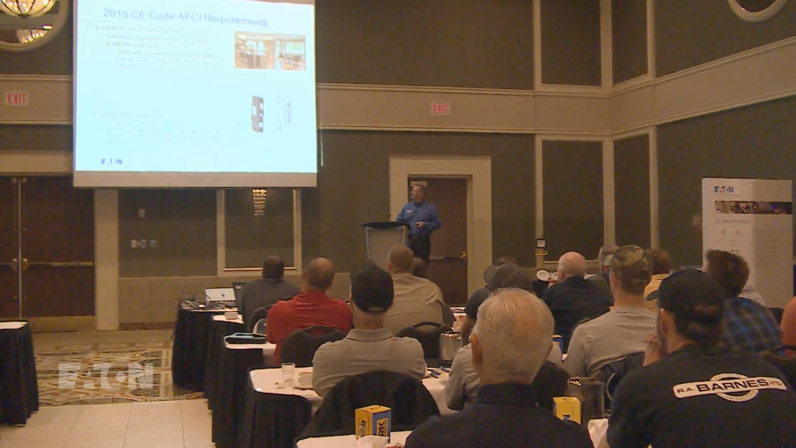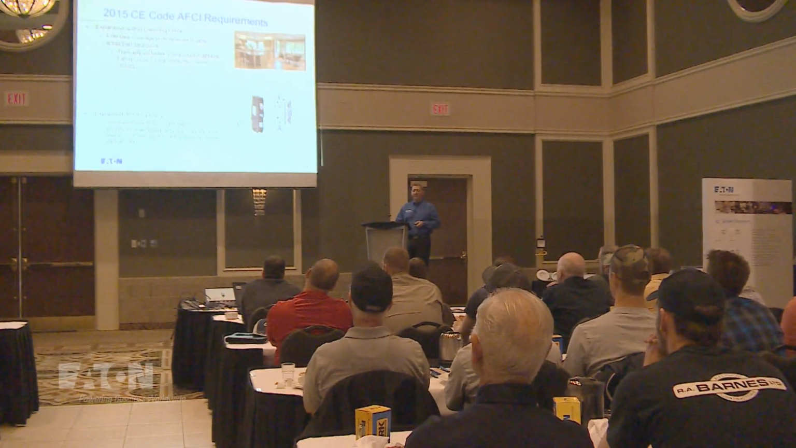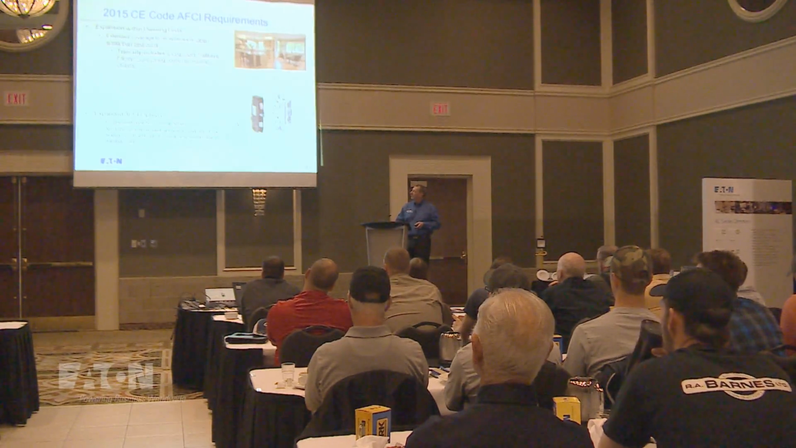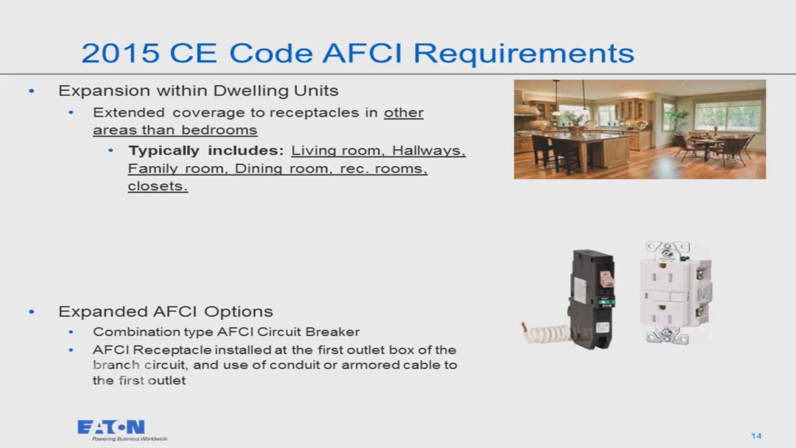So the combination type AFCI circuit breaker, it introduces combination type, which covers series and parallel arcs, and it also introduces the AFCI receptacle, provided that it's installed at the first outlet box of the branch circuit. And provided you use an armored cable for that first run, which we'll see some more in a second.